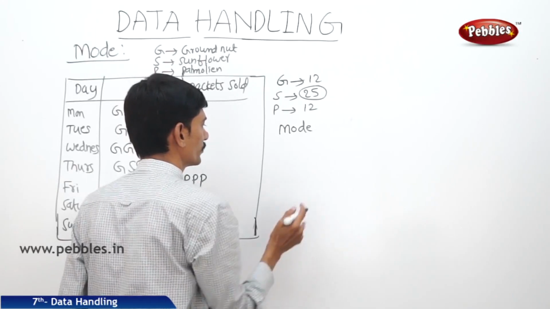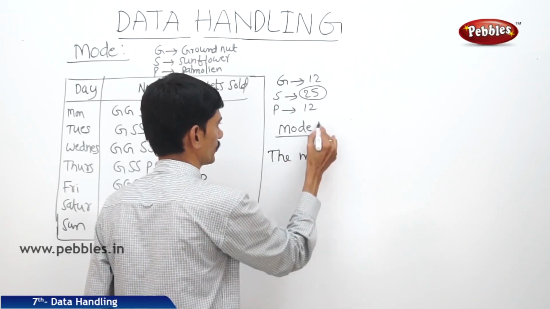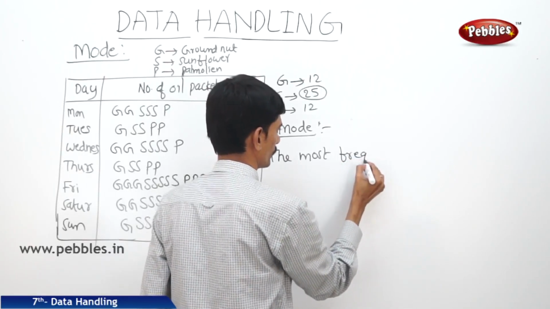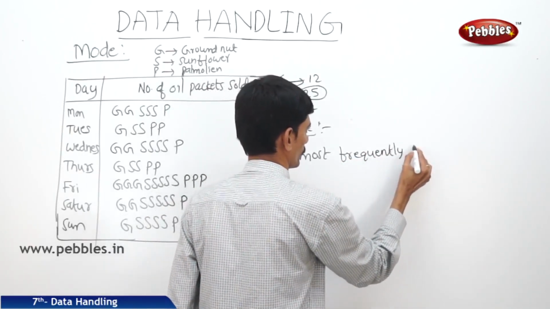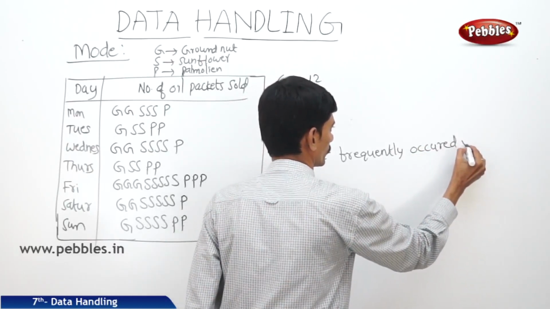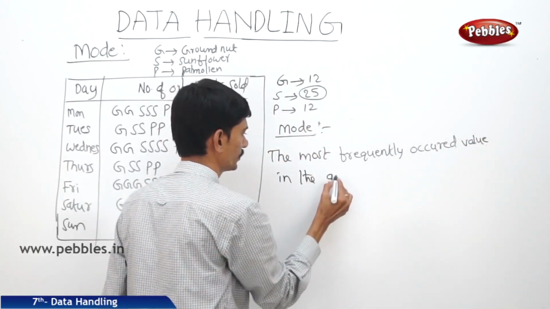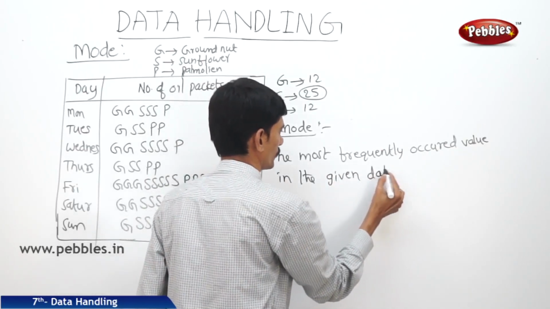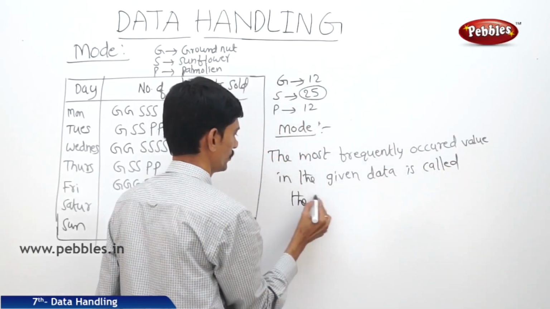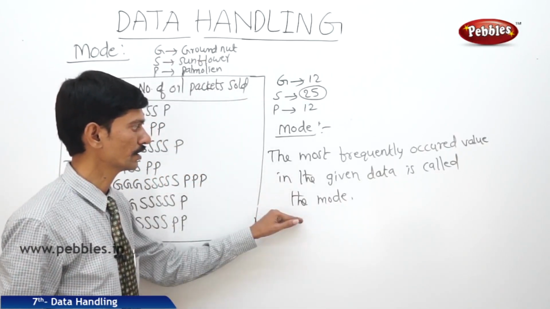Now next we write the mode definition. The most frequently occurred value in the given data is called the mode. The most frequently occurred value in the given data is called the mode.